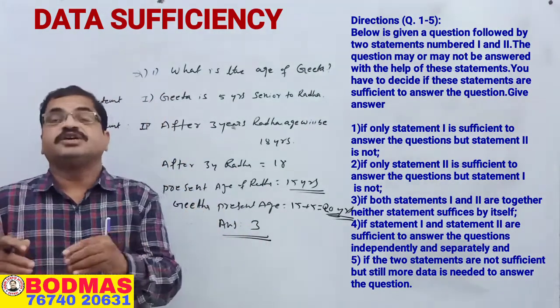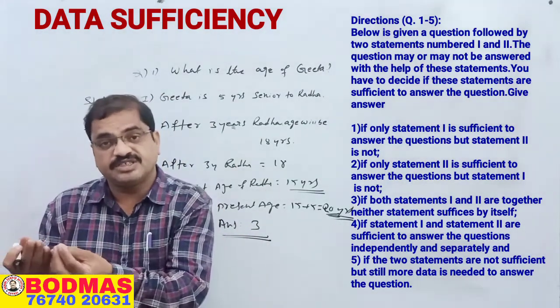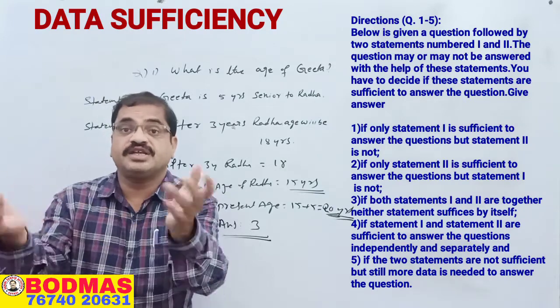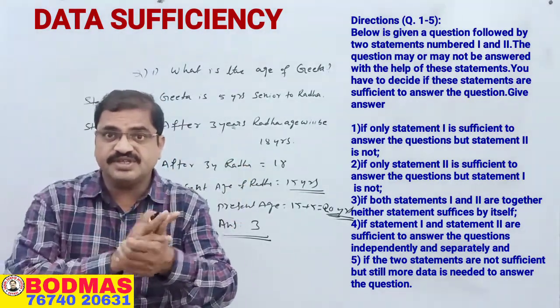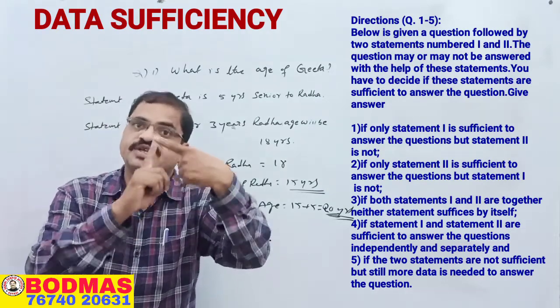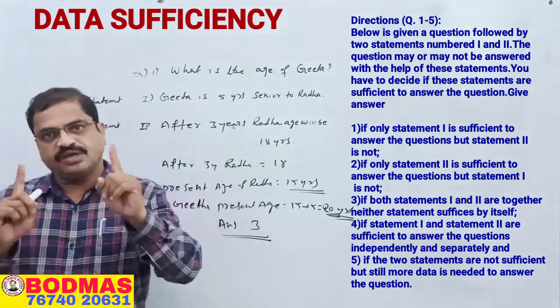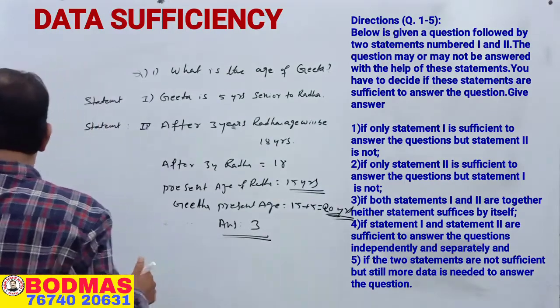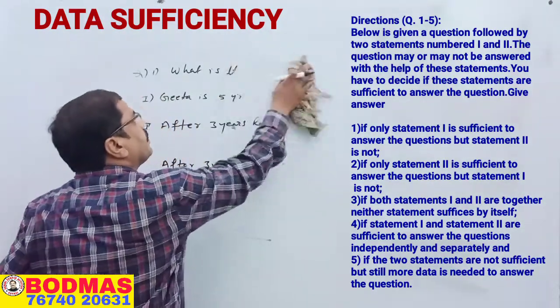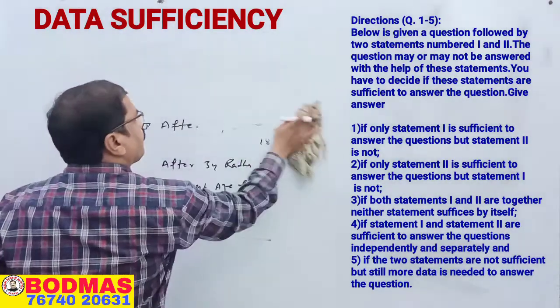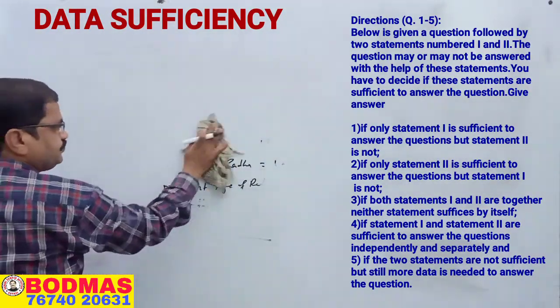3 is nothing but the first statement and second statement together sufficient, neither sufficient by itself. Neither means independently you cannot get the answer. Together is there; whenever together is there, then only there is a chance to get the answer. Right. Now let us take question number 2.